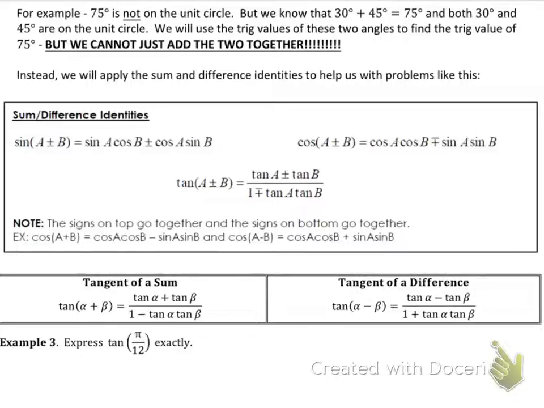Our cosine one is not a mistake. It kind of looks like a mistake, but it isn't. Cosine of A plus B equals cosine A times cosine B minus sine A times sine B. So our cosine is kind of the alternate of what you think it should be. Alright, so we're going to use these identities to come up with angles that aren't specifically on our unit circle.